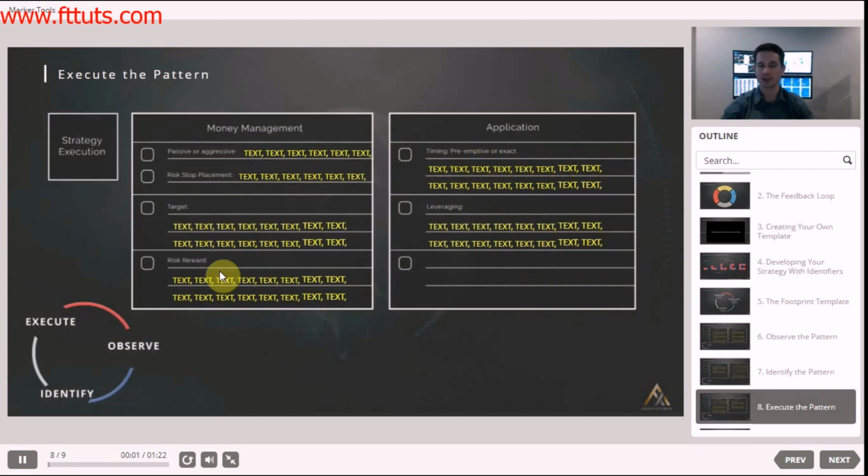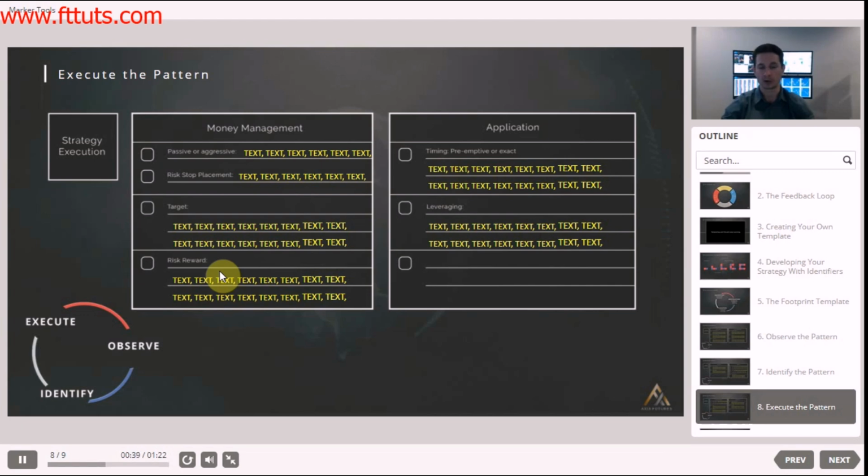So the third section of the template is all about strategy execution. Again, the two subsections will include money management as well as the application, or the decision-making process. Now, some of the factors to consider, or the identifiers we're going to consider with regards to money management, will include passive or aggressive execution, risk stop placement, target placement, as well as the risk reward. And then in terms of the application side, timing, whether we're preemptive or exact, as well as leveraging, better known as pyramiding.